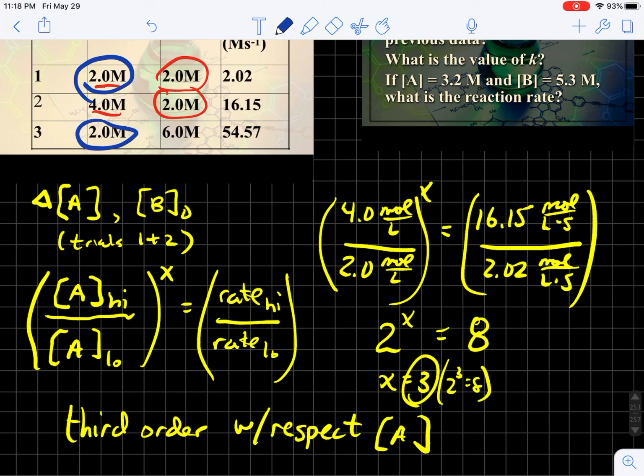Well, we're going to have to find two data trials here where A is held constant, first and third trial, but B is changing from 2 molar to 6 molar. And again, sometimes you can just look at the numbers. We're tripling the amount of chemical B. We're going from 2 up to 54, so we're looking at 3 to the X is equal to 27. Again, this is another third order relationship.